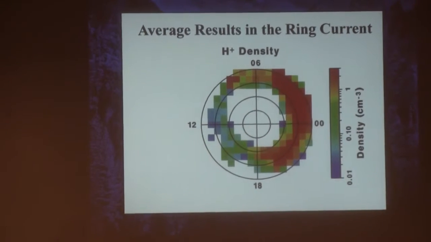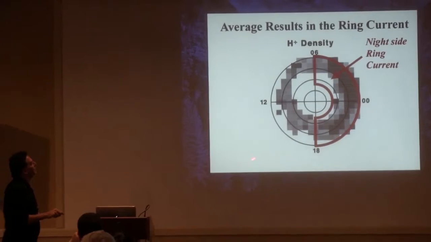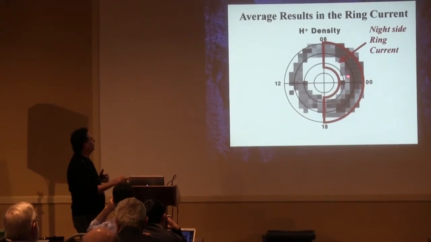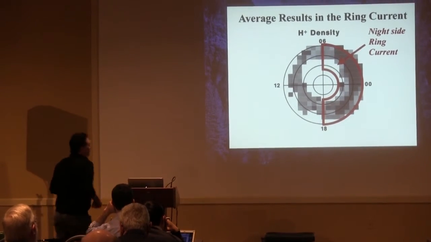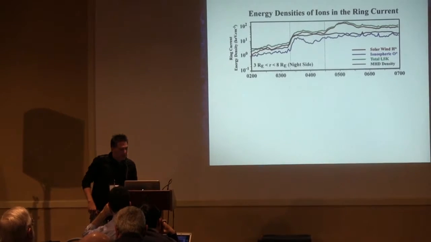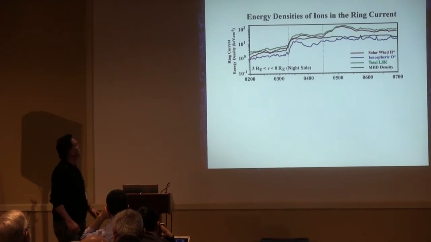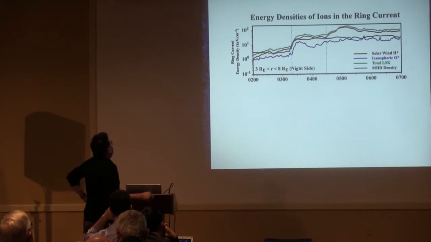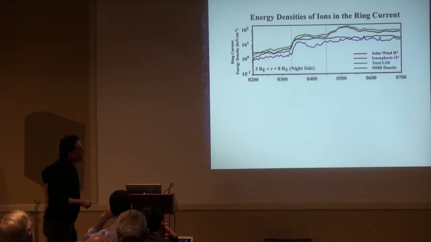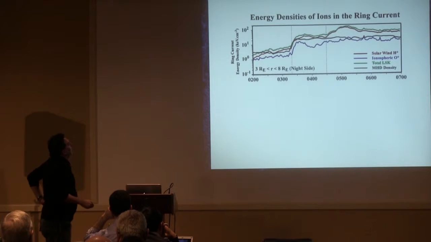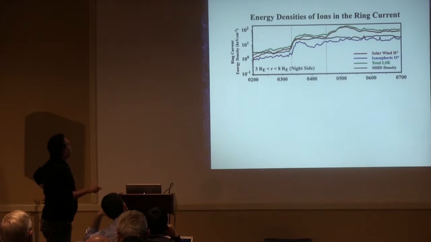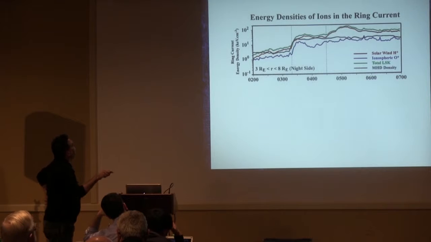Okay, now what I'm going to do is zoom in to this plot that we just looked at. And I'm going to pick out the night side ring current, that area between 3 and 8 RE on the night side, and look at the energy densities in the ring current for this region. In this plot, what I've shown is the average over that entire area of ionospheric O plus, which is the blue curve, the solar wind H plus, which is the red curve, then the total of the solar wind and ionospheric particles, that's green, on a log scale with the MHD density in there.